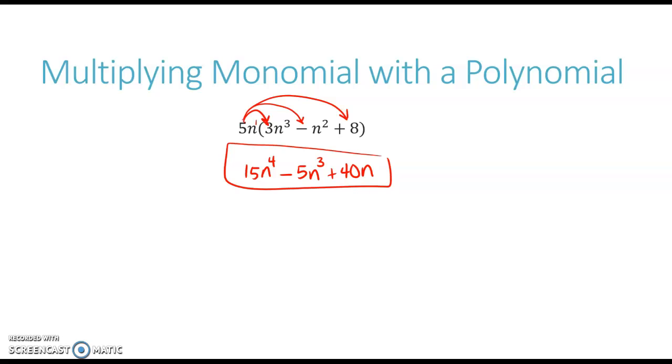And that's how we multiply monomials with polynomials. And it is that simple. We're just distributing, nothing new. Again, just a reminder, you cannot combine these terms because an n to the fourth is different than an n to the third. And even though they're all n's, they also have to have the same exponent in order to combine.